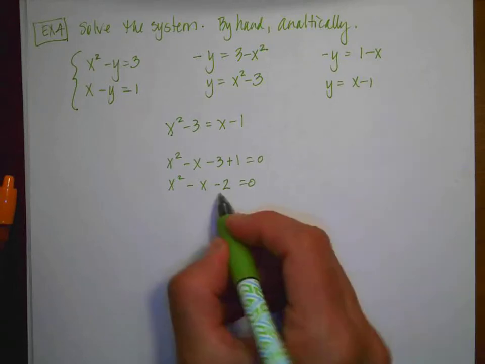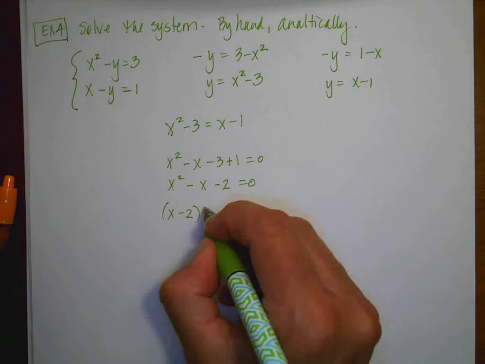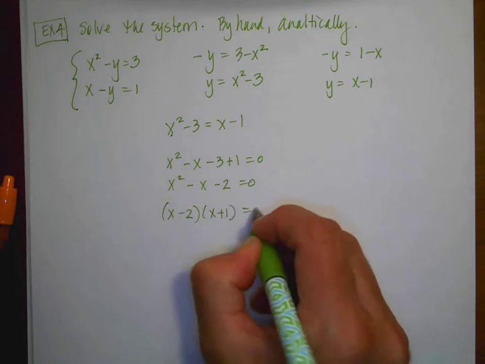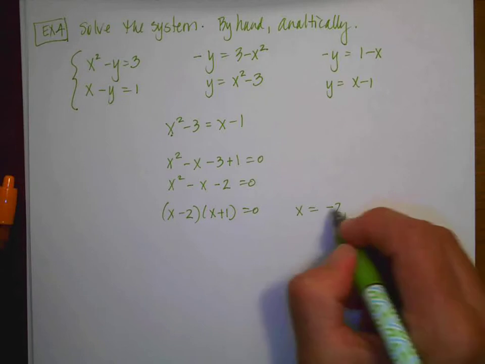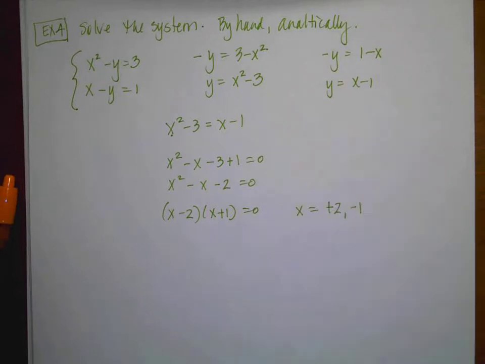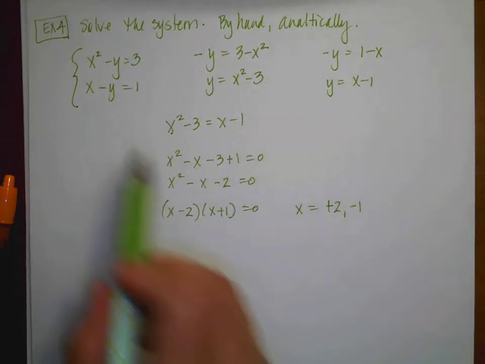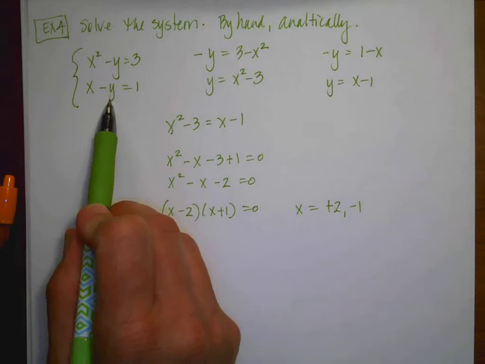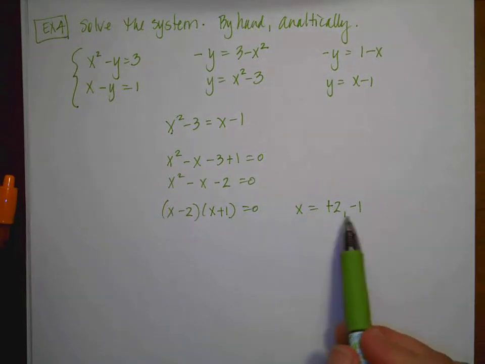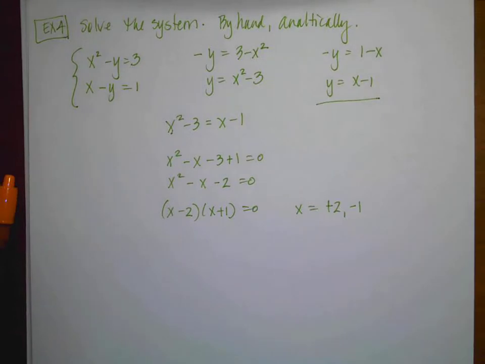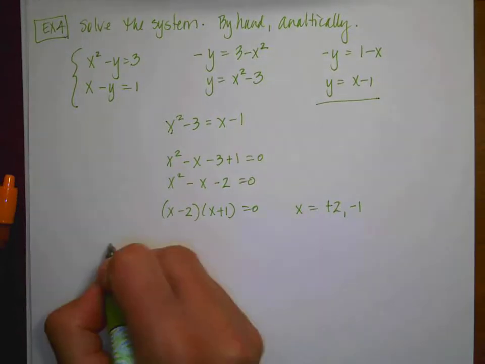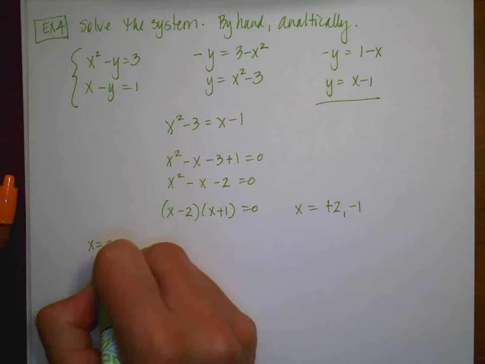Factoring is your favorite F word, so we are going to solve this by factoring. So I get (x minus 2)(x plus 1) is equal to 0, and I get x is equal to positive 2 and negative 1. But the problem says solve the system. Well, the system has x's and y's, so I need to find the y's that correspond with these x's, and I'm going to use the second equation because it's easier.